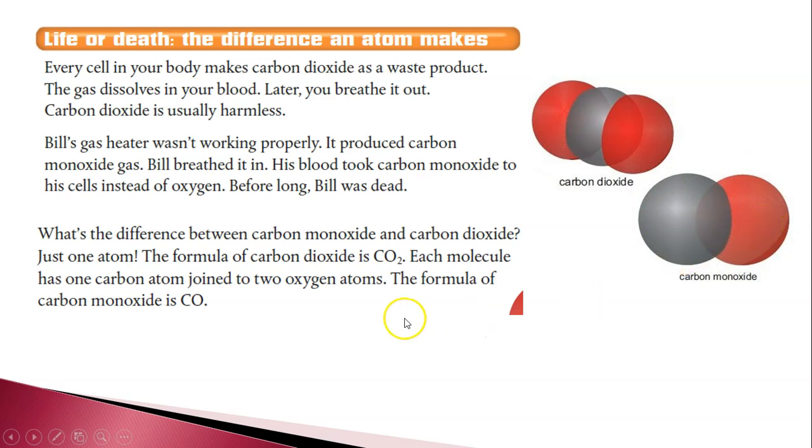Here, there is only a difference of one oxygen atom between carbon dioxide and carbon monoxide, but with that minute difference, one is harmless. Carbon dioxide is harmless while carbon monoxide causes death. This shows that the properties of a chemical depend on the number of atoms in their molecules.